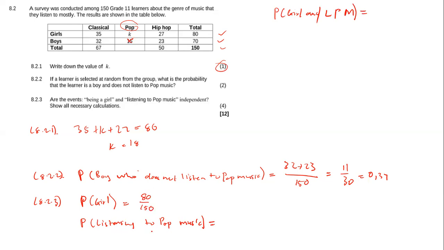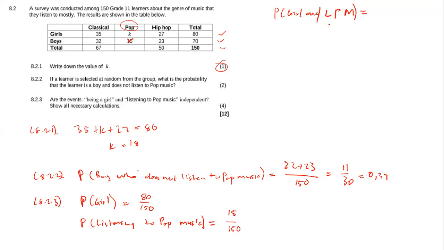Now, what is the probability of listening to pop music? Remember, listening to pop music is not supposed to be a girl only or a boy only. It's listening to pop music. So let's go to pop music. In this case, it is 15. Only pop music, listening to pop music, it is 15. So the probability of people who listen to pop music is 15 out of 150. Can you see that? Now let's talk about the intersection.